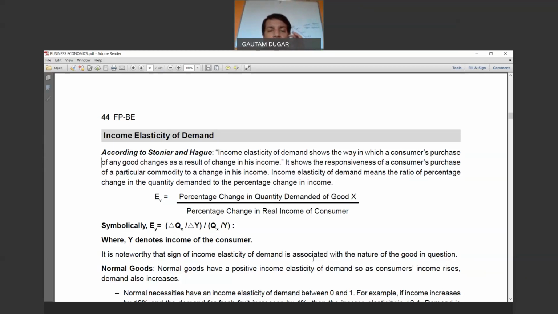Now, it is measured with the formula percentage change in quantity demanded divided by percentage change in income, or how can we state it? Change in quantity divided by change in income, into original income by original quantity. Is it clear? Now, the value of income elasticity will always be positive.